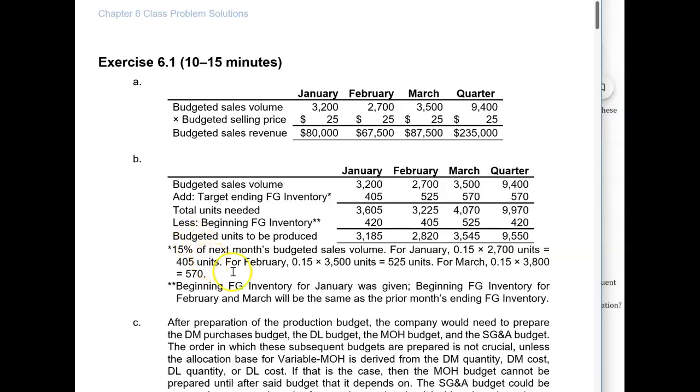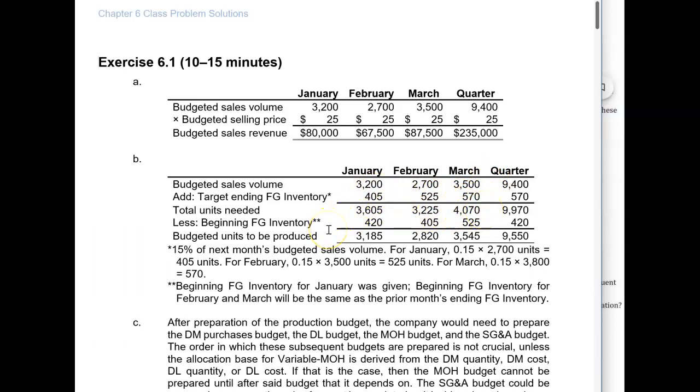Okay, so our target ending inventory is 15% of the next month's volume, so 2,700 times 15% is 405. 3,500 times 15% is 525, and then for April, whatever those April sales were, times 15% is 570. Okay, but we need April to be able to get this number. So these are our total units needed.